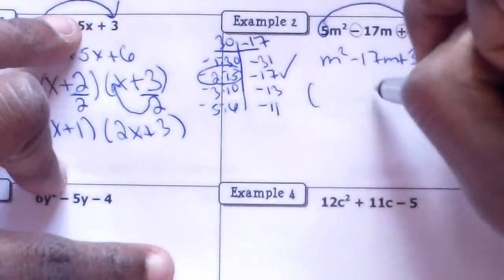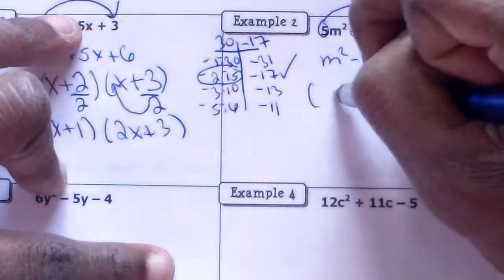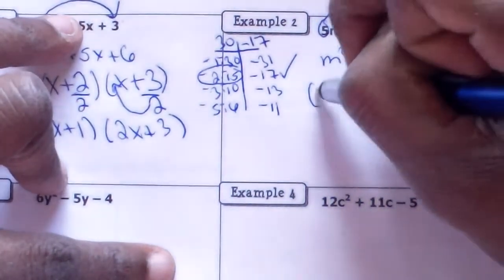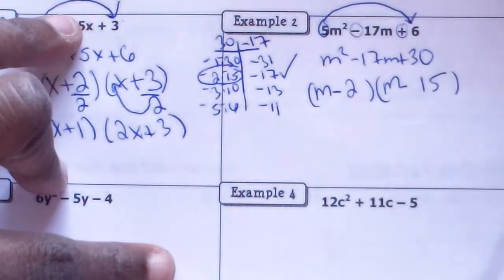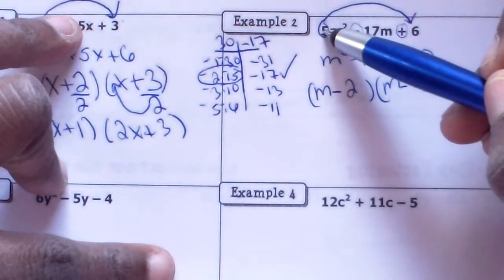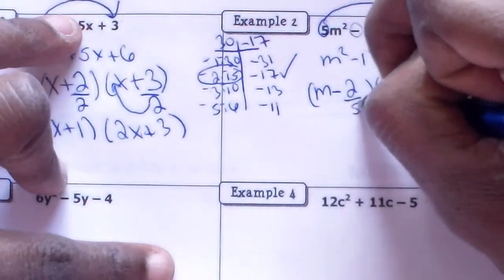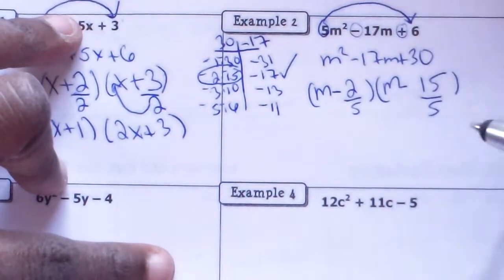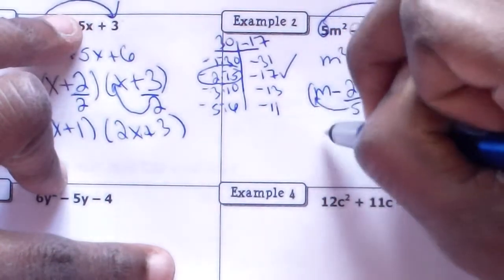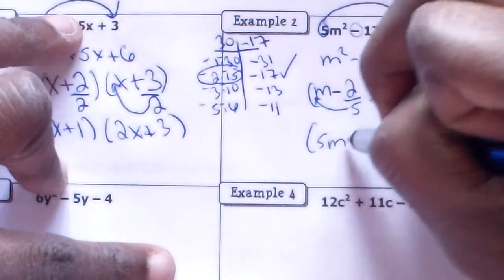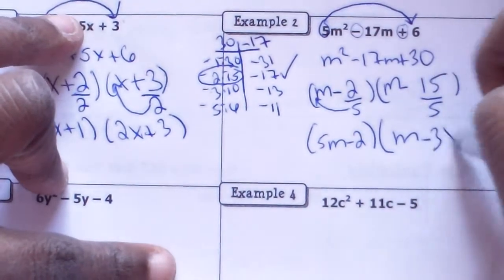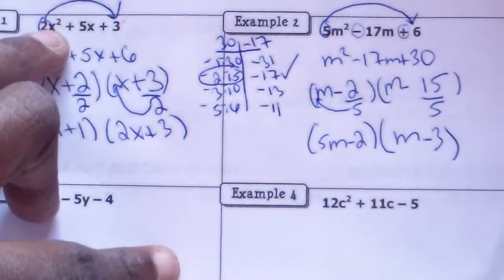So that means inside of our trinomial, both of our signs were negative. We had negative 2 and negative 15. First term, m squared, is going to be m and m. Next step is to divide. So we originally slipped a 5, right? So we're dividing by 5, dividing by 5. This 5 can't stay in the denominator, so we slip it back to the front. So we end up with 5m minus 2, and the second one, we end up with m minus 3. Got it?